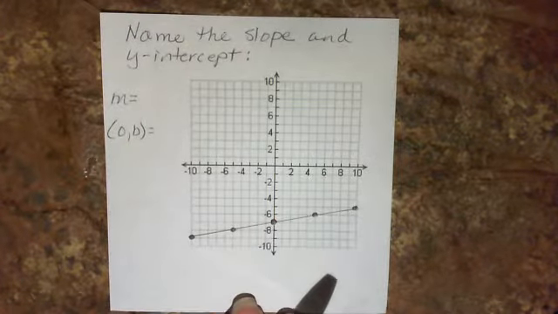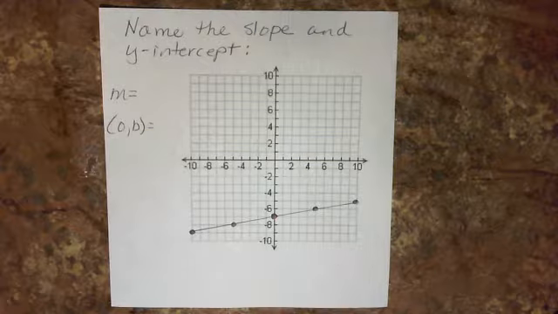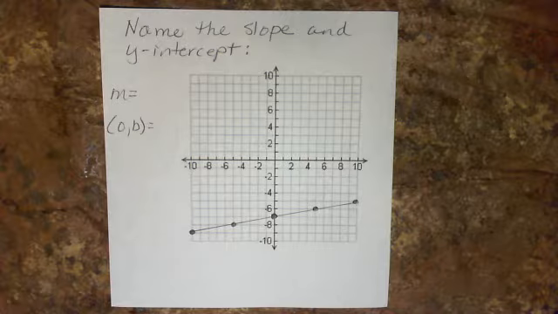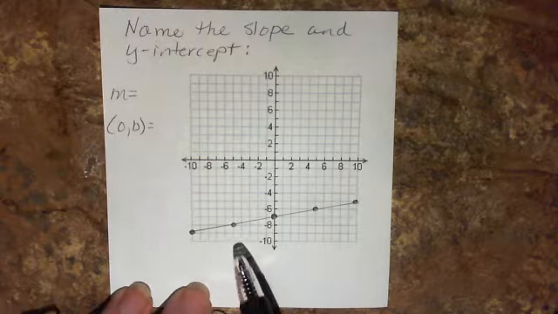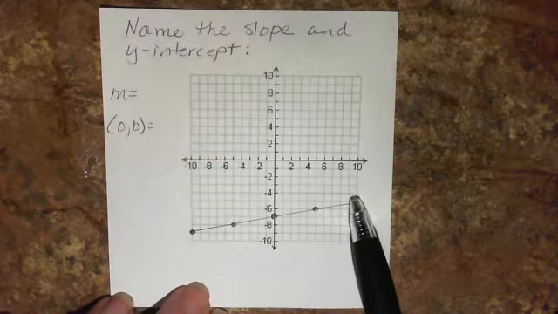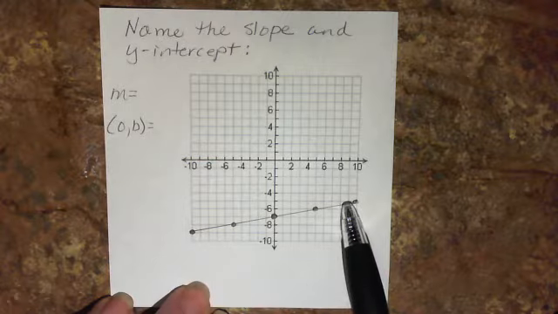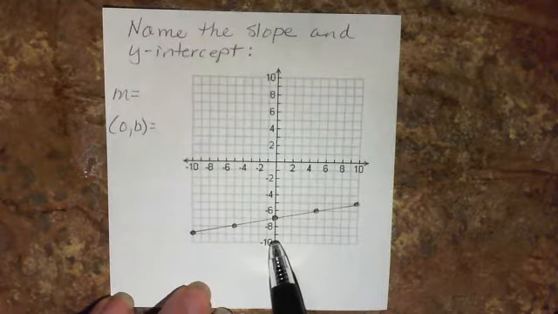Let's look at slope and y-intercept for a little bit. We're going to look at it from several perspectives. First of all, we're going to look at the graph and name the slope and the y-intercept. So the y-intercept, remember, is where the graph of the equation, or the line, crosses the y-axis.